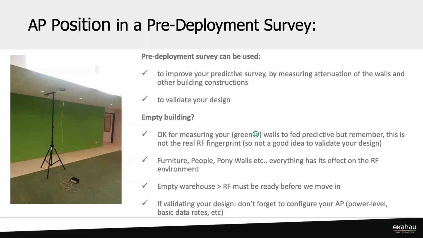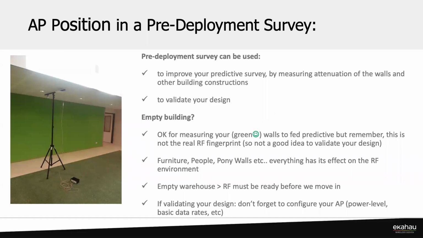Can we do that in an empty building? Yes, we can do that, if we only want to validate our design for the attenuation levels of the walls that we have drawn in the design. But of course, when you want to do a post-deployment validation, we need to have people and furniture, because everything affects the RF environment. But there are situations when people want to have the network up and running before people get in, such as in a warehouse. Otherwise, they cannot scan the goods, the materials. So in that case, you have to carefully plan and design your network and do your best to achieve the best result possible.